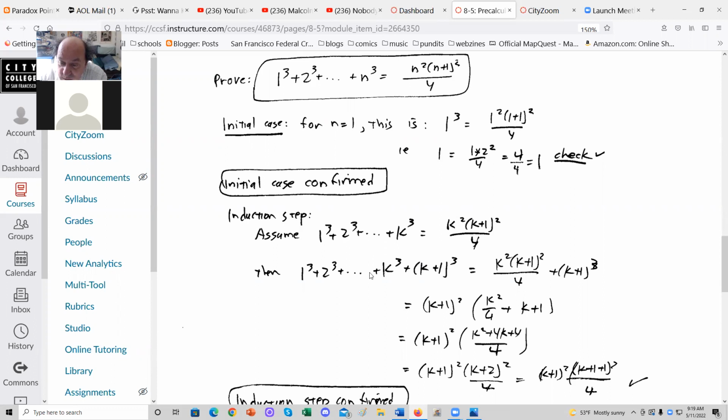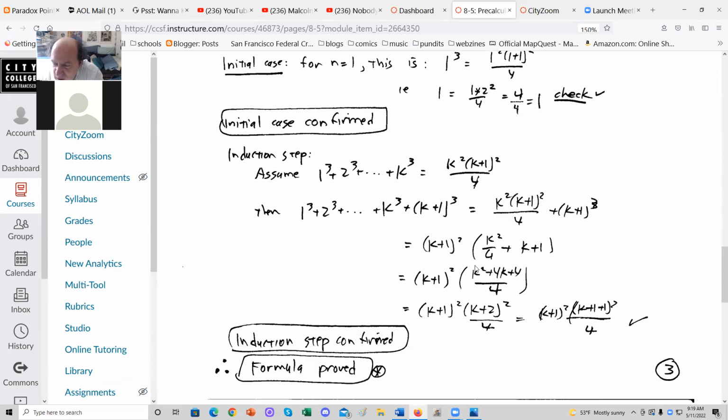Now let's add the next term to make the next term in the series. So it'll be this thing, k squared times k plus 1 squared over 4 plus k plus 1 cubed. All right, this has a common factor of k plus 1 squared. Pull it out: k plus 1 squared times k squared over 4 plus k plus 1. Now this we put into a single fraction, k squared plus 4k plus 4 over 4. K squared plus 4k plus 4 is the square of k plus 2. And so you're getting k plus 1 squared times k plus 2 squared over 4. And that equals this. And this is a statement of our theorem for k plus 1.